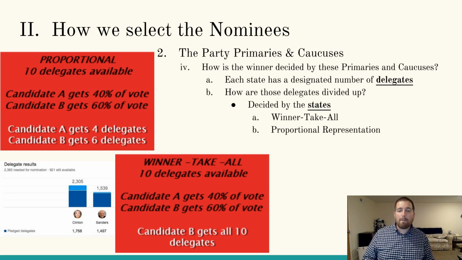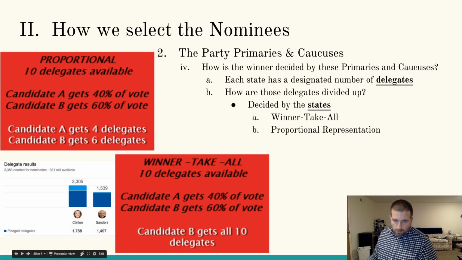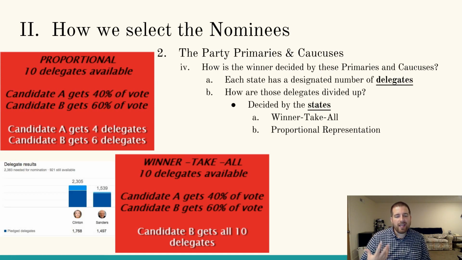Again, this is decided by the states, and you can do it in one of two ways. The first way could be winner take all, and we see that with this graph here at the bottom. So, in this winner take all scenario, there's 10 delegates available. Let's say candidate A gets 40% of the vote and candidate B gets 60%. Candidate B won. In a winner take all scenario, candidate B gets all 10 delegates. All 10 delegates from the state will throw their support behind candidate B. Candidate A, despite 40% of that state's population voting for them, will not get any delegates from that election.